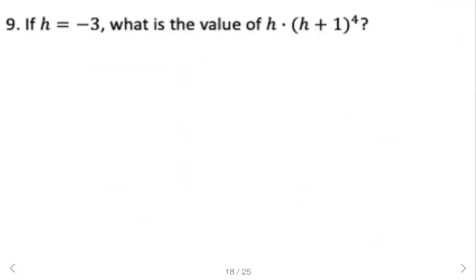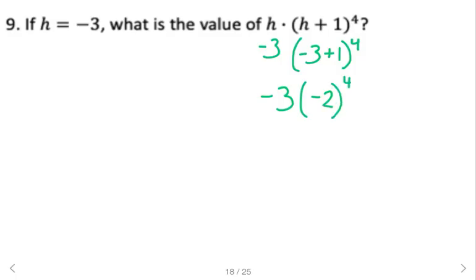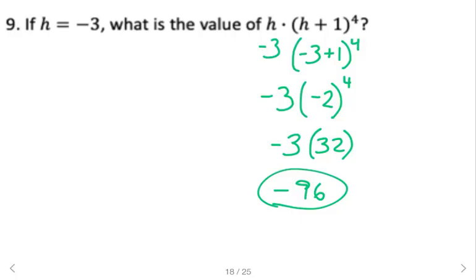All right, here we're told that h is -3. So we want to substitute in. We're trying to find the value of this expression based on the fact that h is -3. So we've got -3, and then in parentheses we have -3 plus 1, that's -2. -2 to the 4th power. -2 times -2 is +4, times -2 is -8, times -2 is +16. So we have -3 times 16, we get -48. That's our final answer. That's the value of that expression when h is -3.